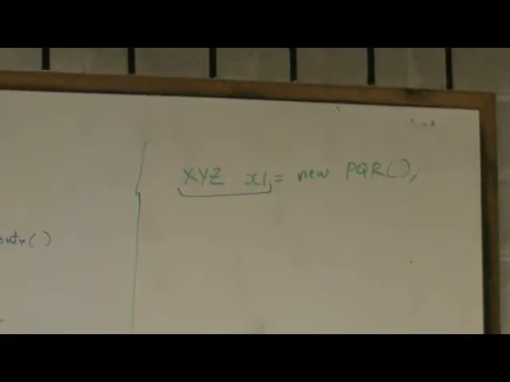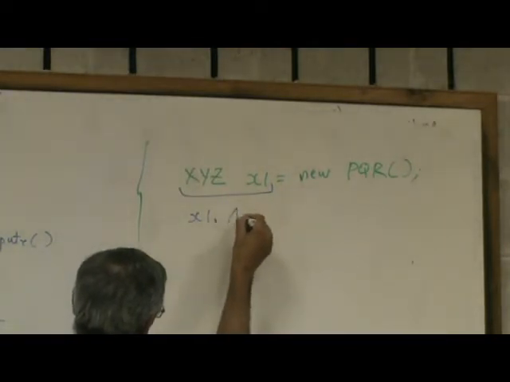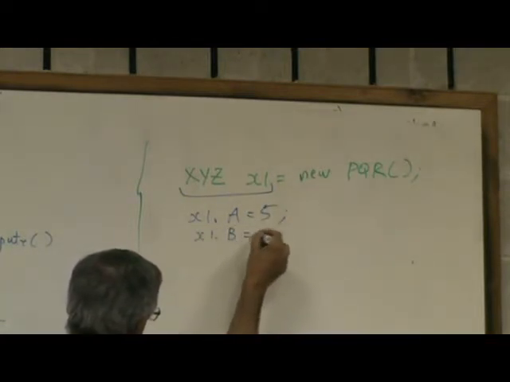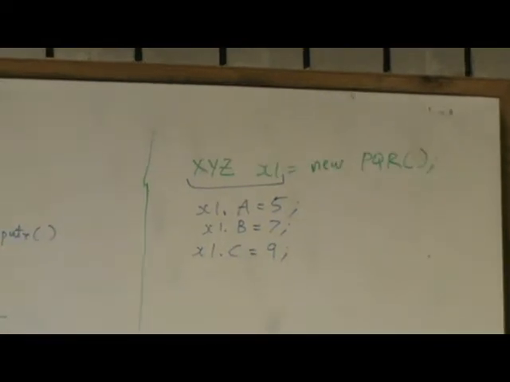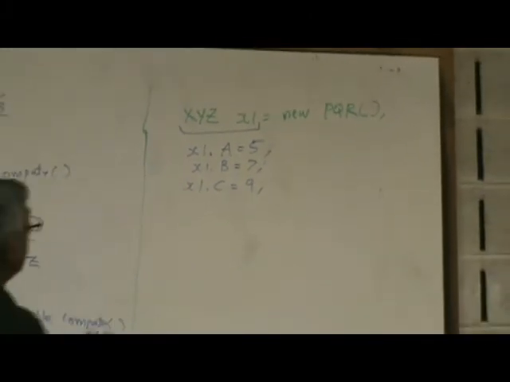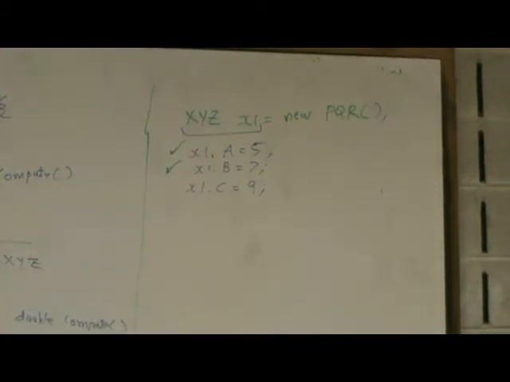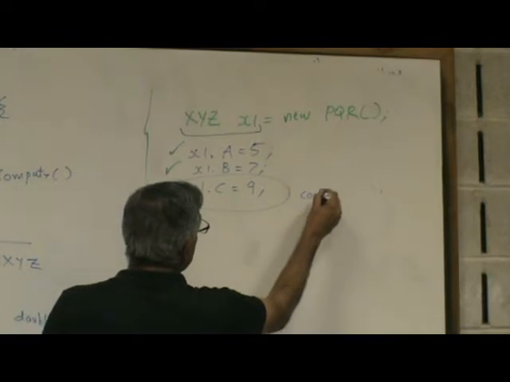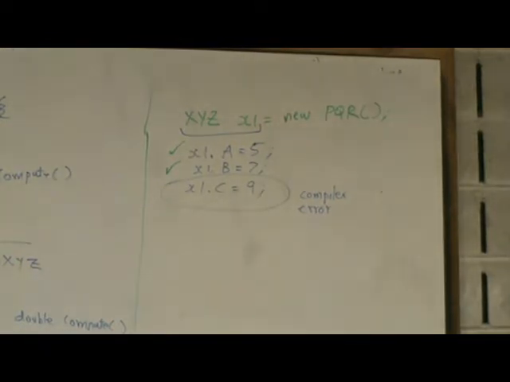Now, suppose we do this. We say x1 dot a equal to 5. Yeah, that's fine. x1 dot b equal to 7. x1 dot c equal to 9. So you try to write this code. Up to this part will be fine. As soon as you write x1 dot c equal to 9, you will get a compiler error. So the question is, why is that?